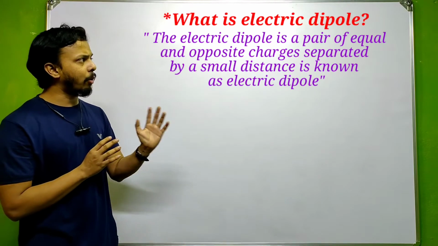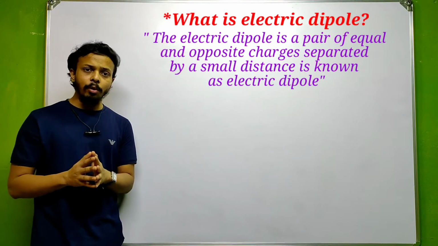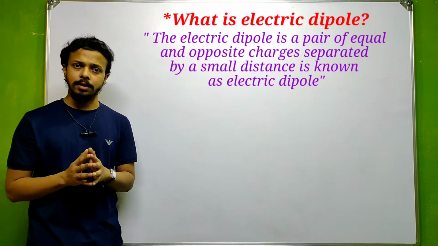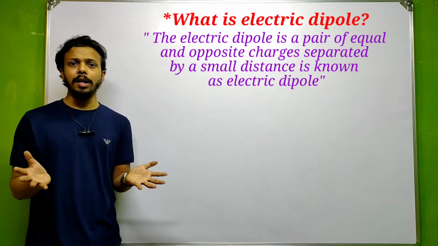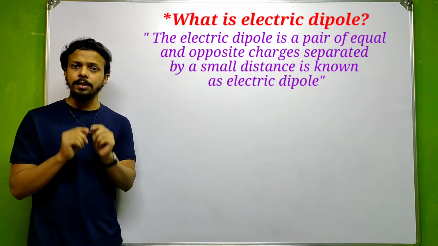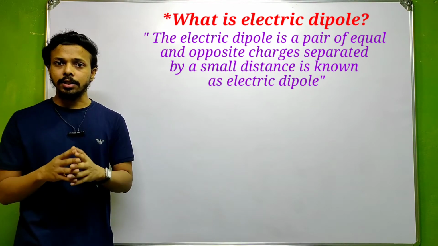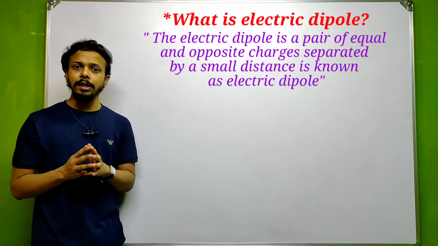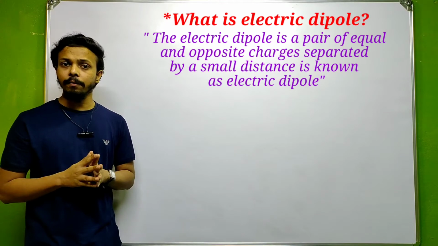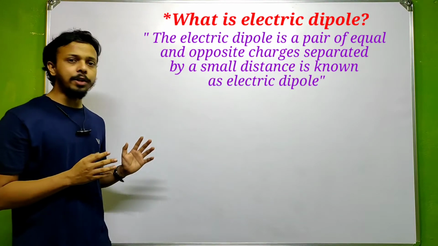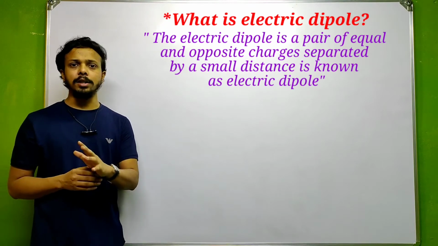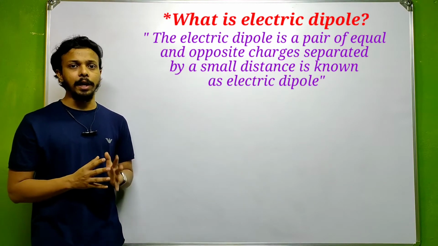Now the definition of electric dipole goes like this. Electric dipole is a pair of equal and opposite charges separated by a small distance. So as you see the term electric dipole, it is related with electric charges. And here the dipole indicates the charges of two polarity. Dipole, two poles, two polarity. So a pair of equal and opposite charges separated by a small distance is known as an electric dipole. In this way we can define electric dipole.